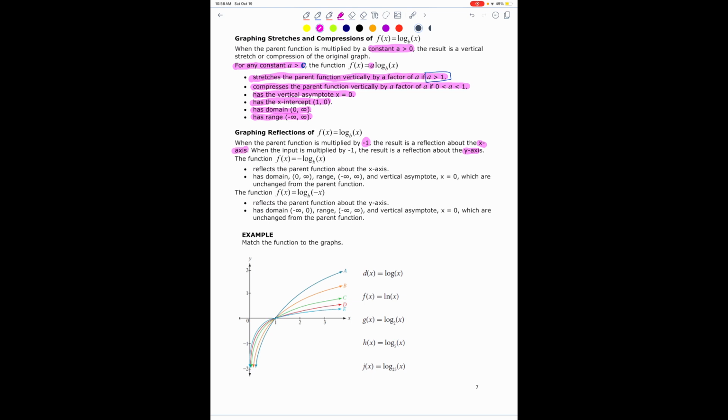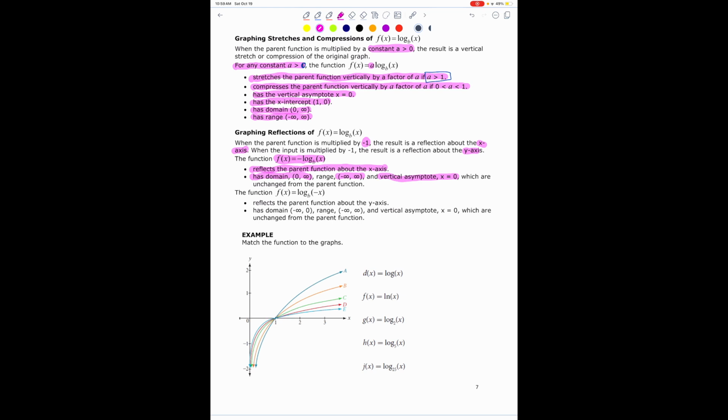So the function f of x, when we multiply negative 1 with the parent function, so negative log base b of x, this transformation reflects the parent function about the x-axis. So it's a vertical reflection. The domain is going to remain the same from 0 to positive infinity. The range is going to remain the same from negative infinity to positive infinity. The vertical asymptote remains the same, which is x is equal to 0. These are not going to change from the parent function.